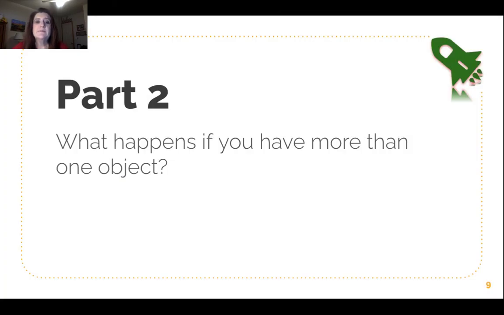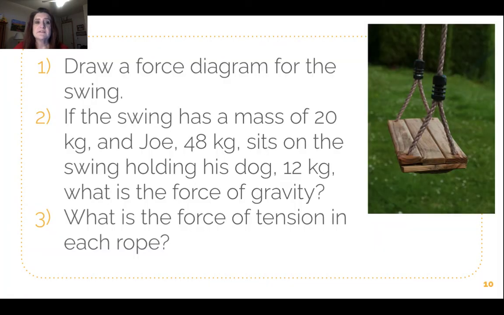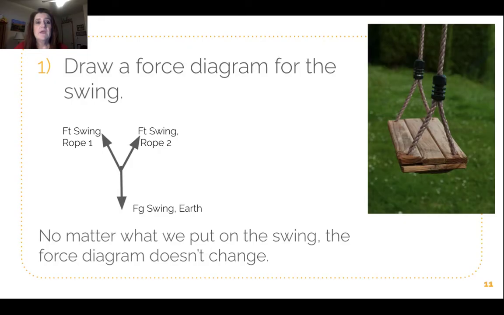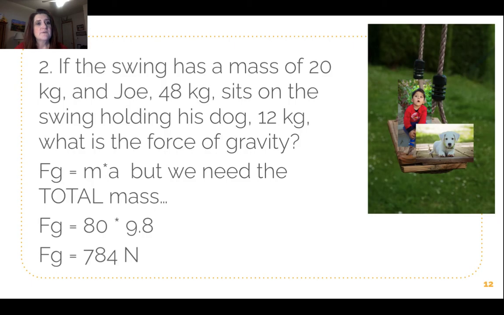Part two, what happens if you have more than one object? Well, if you have a swing, if the swing has a mass of 20 kilograms and Joe is sitting on the swing holding his dog, what is the force of gravity and what is the force of tension in each rope? So the force diagram for this would be force of gravity on the swing by the earth and the force of tension on the swing by rope 1 and by rope 2. And no matter what we put on the swing, the force diagram doesn't change.